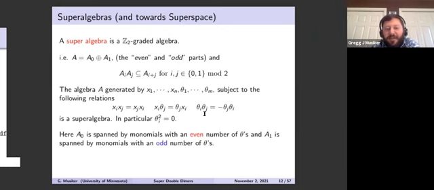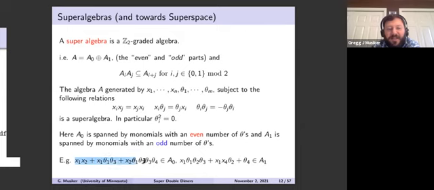And you can look at monomials with an even number of odd elements that will still be an even element, and then monomials with an odd number of square-free odd elements, even if it's more than one, will also be an odd element. So as an example, here is an example of an even element, and here is an example of an odd element.